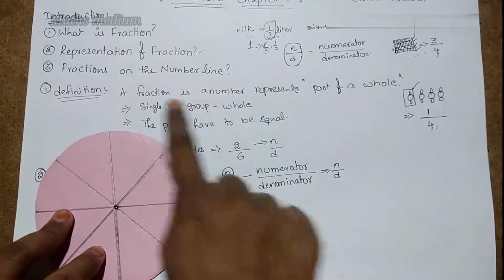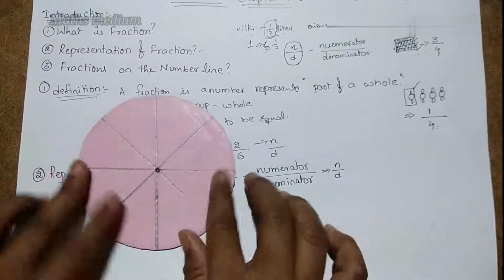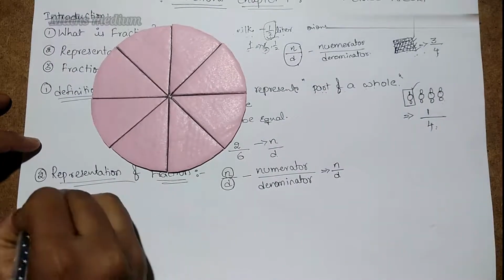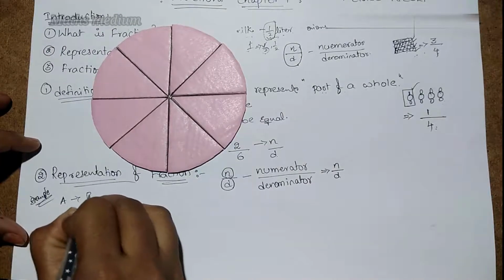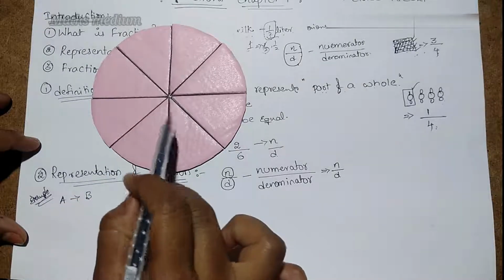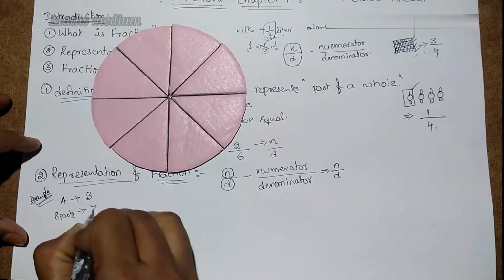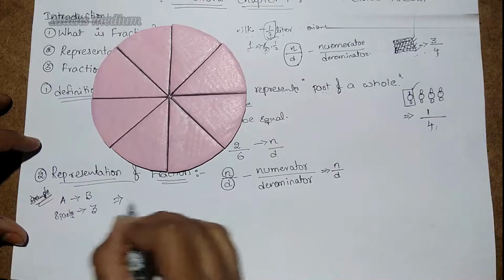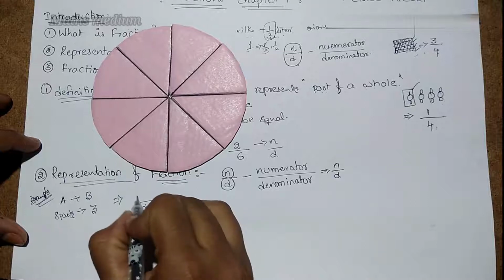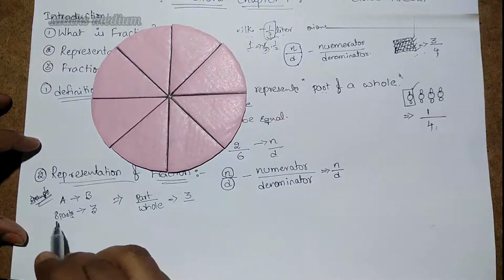See here, a fraction represents part of a whole. The parts have to be equal, so I am dividing it into equal parts. If you take an example of A and B, two friends. A has 8 parts of a circle, and we ask A to give 3 parts. How are we going to represent it? The whole is the denominator and the numerator must be the part. So here 3 parts out of 8, that is 3 and 8.